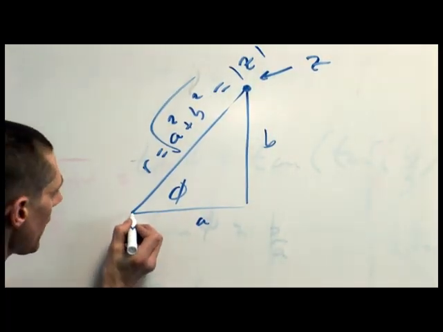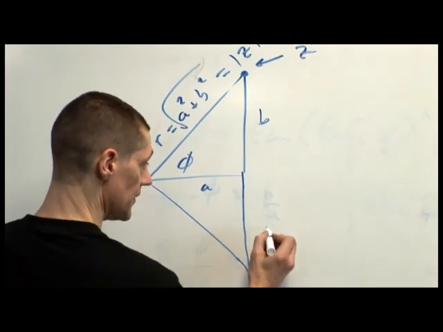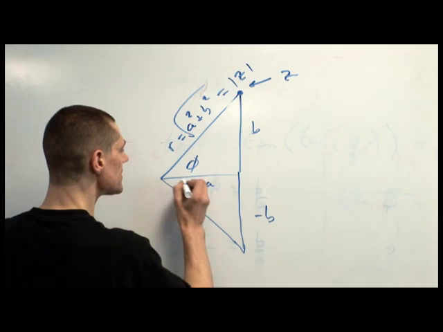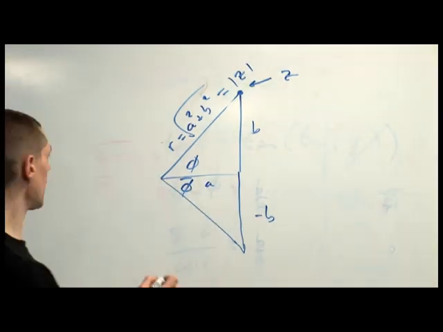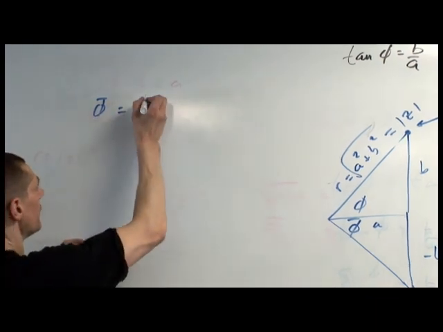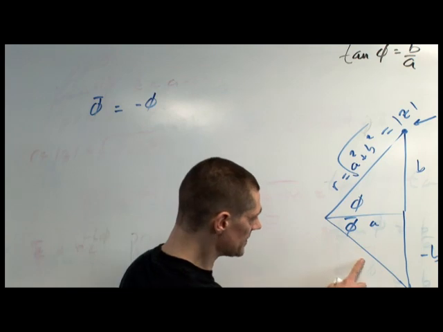We also know then that z bar, its complex conjugate, is going to be here. This will be, by symmetry, minus b. This will still be a. This is theta bar. I'm claiming that theta bar, which is the angle of the complex conjugate, is just the negative of theta. Well, we should really prove that. Incidentally, what is this right here?